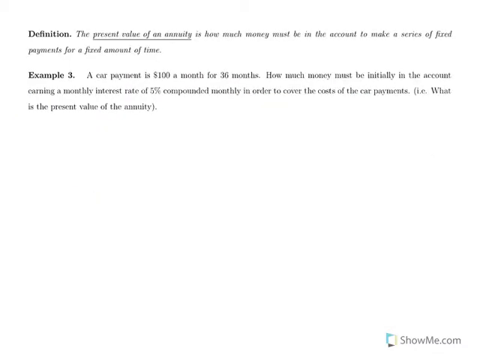Another thing we're going to think about is the present value of an annuity. That's something different than what we had before, but it's how much money must be in the account to make a series of fixed payments for a fixed amount of time. Our example here is car payments that we're going to make every month for 36 months, $100 a month for 36 months. We want to find out how much money must be initially in the account if we have a monthly interest rate of 5% compounded monthly. We can think about this as the same idea as an annual rate compounded annually, whereas we think about months as car payments are usually given in months.